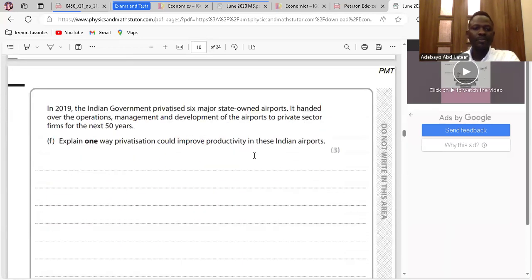F. State one way privatization could improve productivity in these Indian airports. What is privatization? Privatization is the transfer of government-owned businesses like airports to private individuals or firms. Productivity is the measurement of output in relation to input. So, privatization will bring about improved productivity because private firms will aim at maximizing profit. As a result, they will engage in efficient ways of production, and that will bring about productivity and profit. Yeah. Move on.